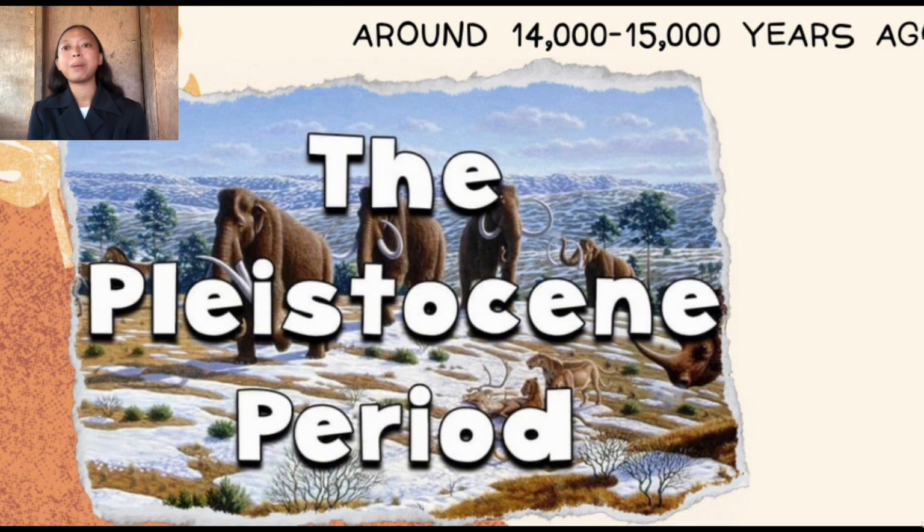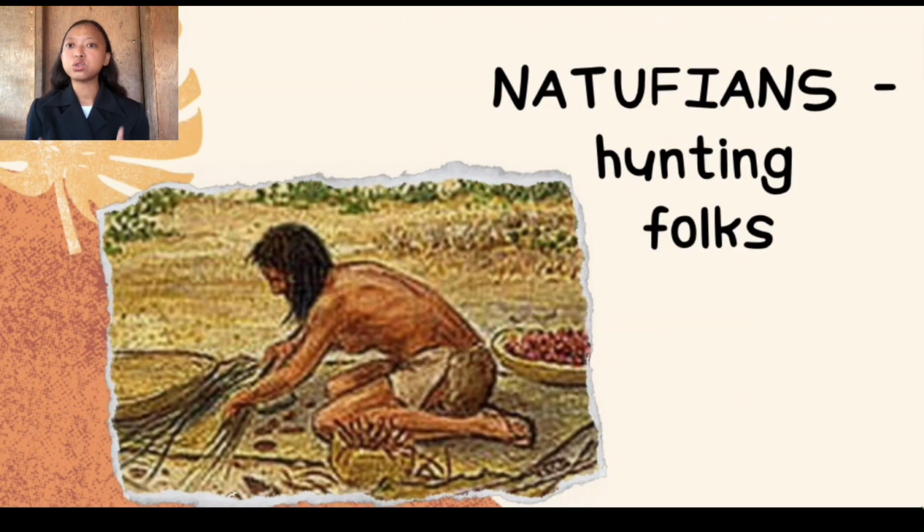At the end of the Pleistocene period, around 14,000 to 15,000 years ago, in the Middle East, including Jordan, Syria, Israel, Palestine, and Lebanon, the Natufians, also known as the hunting folks, began laying the foundation for agricultural society. They started to make major changes for living.